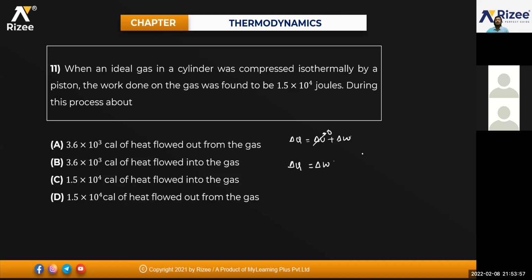Okay. So when you are compressing it, volume is decreasing. That means delta Q will be equal to minus 1.5 into 10 to the power of 4 joules. If I'm writing in terms of calories, it is 1.5 into 10 to the power of 4 divided by 4.2 approximately. That will give me calories. So that will come out as minus 3.6 into 10 to the power of 3 calories. So the minus sign indicates that heat is being flown out of the gas.